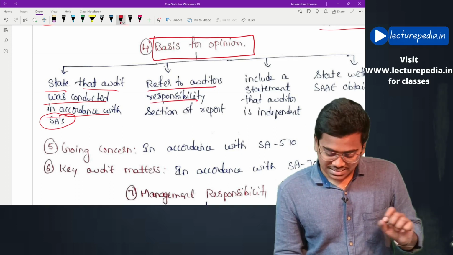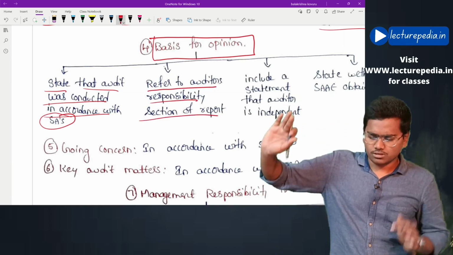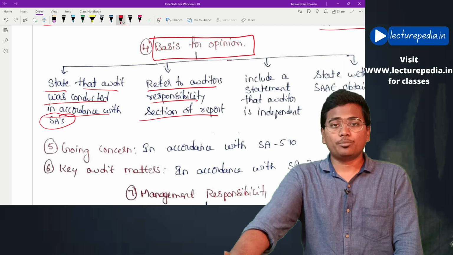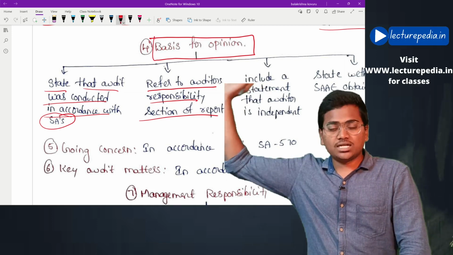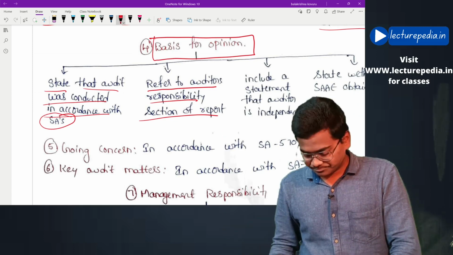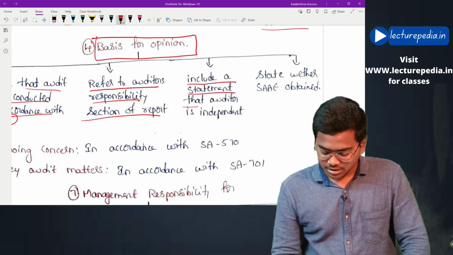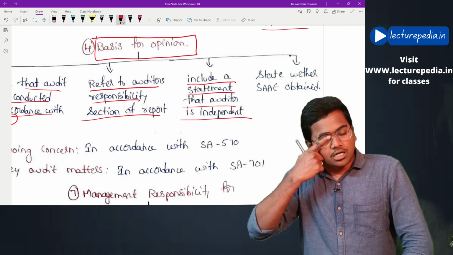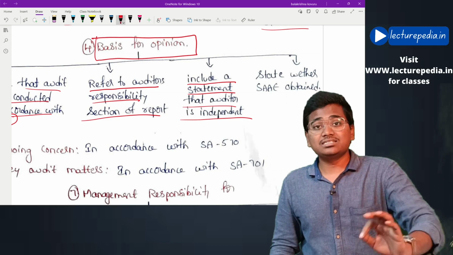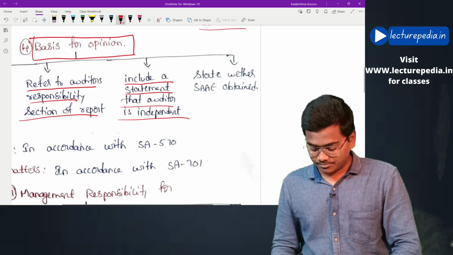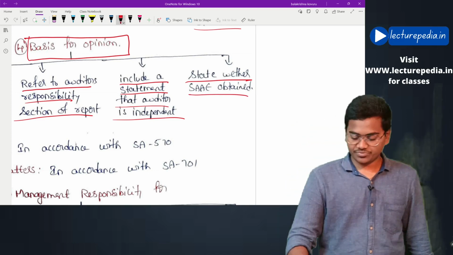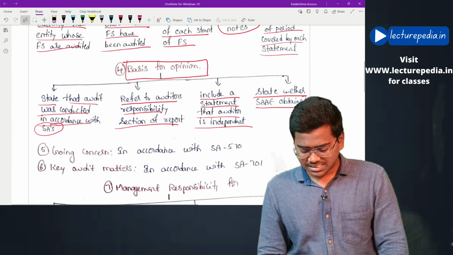Then refer to the auditor's responsibility section of the report. At the end of the report, we will be giving the auditor's responsibility. This basis for opinion paragraph has to refer to that paragraph of auditor's responsibility that has been given. Then include a statement that the auditor is independent. Okay, he must state that he has followed all the ethical requirements and he is independent of the entity. Then he should also state that sufficient and appropriate audit evidence has been obtained. Okay, this has to be stated in the basis for opinion paragraph.